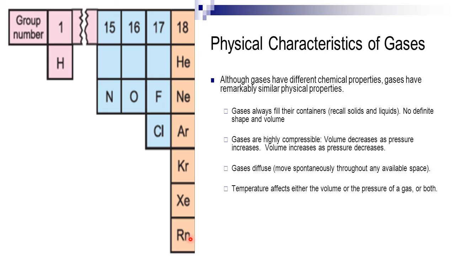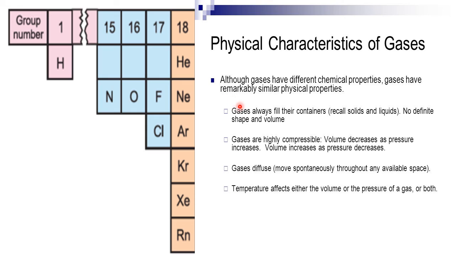And here on the right side you will find some properties, some characteristics of gases. Although gases have different chemical properties, they have remarkably similar physical properties. For example, the chemical properties of methane differ from carbon dioxide, but physically both will move, both expand, both take the shape of the container. Both don't have a shape of their own. Though they are different chemically, physically they are somewhat the same.